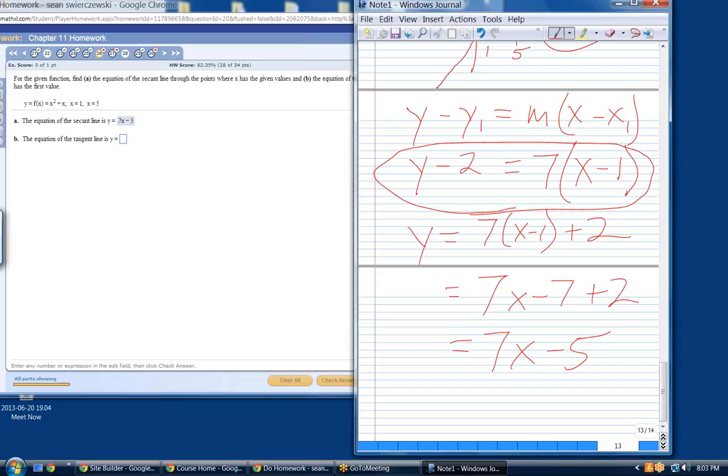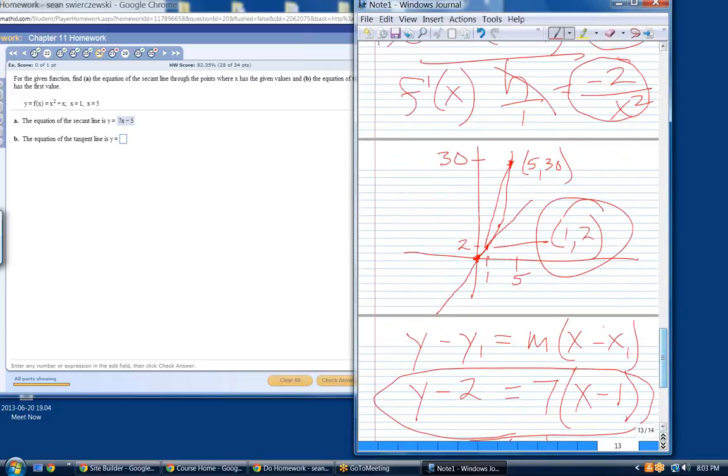No, that was the slope of the secant line. Notice that that's not the same slope as the tangent line. Here's the tangent line. The secant line was between the 5 and 1. They have different slopes. This slope is less. So how do we figure out the slope of the tangent line? We take the first derivative and we evaluate it at that x value.